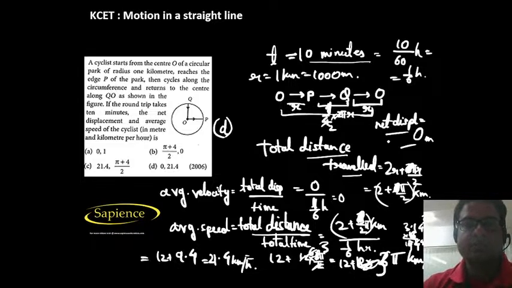Why? Here we got the net displacement is 0 meters and the average speed is 21.4 kilometer per hour. So therefore D is the correct answer.